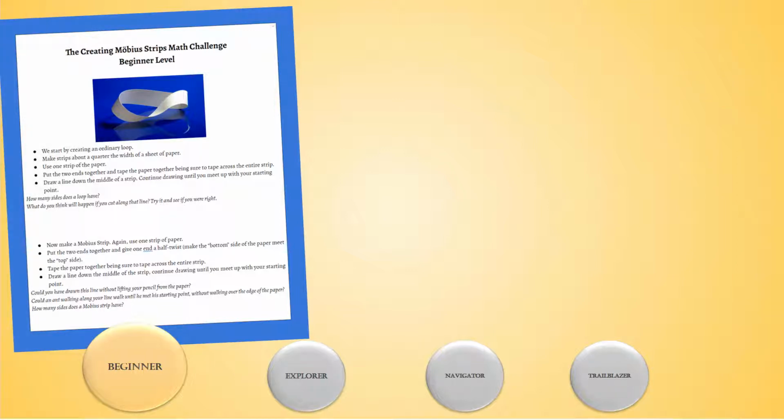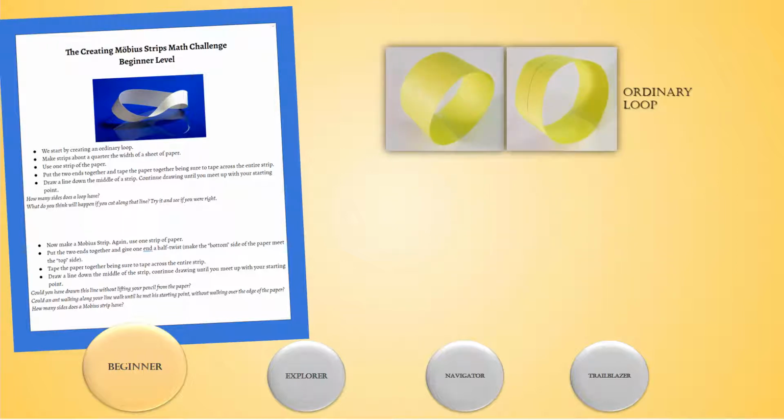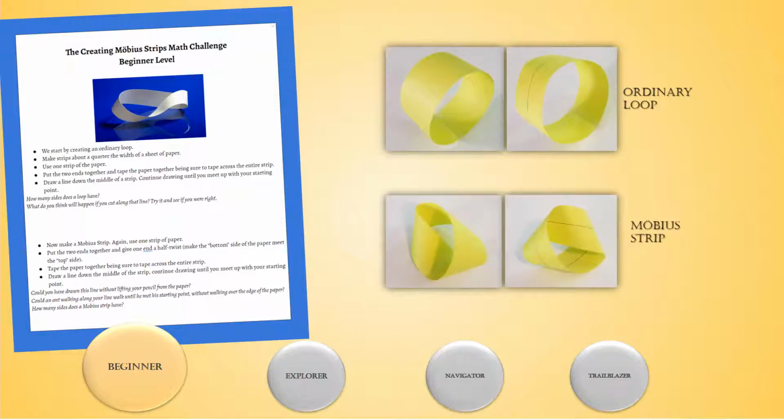In the beginner level, the participants explore the main difference between an ordinary loop and a Mobius strip. By playing with these loops, the participants should discover that while the ordinary loop they have created has 2 sides, the Mobius strip has only one.